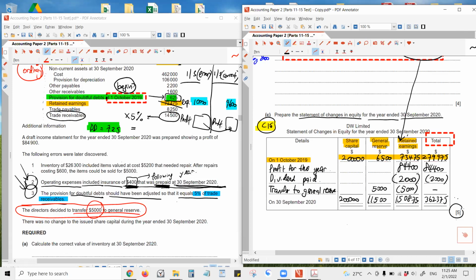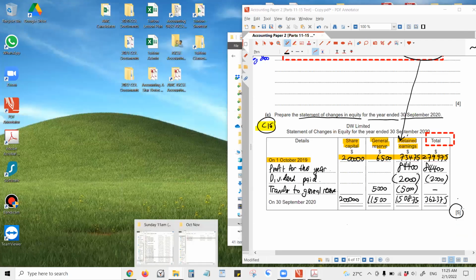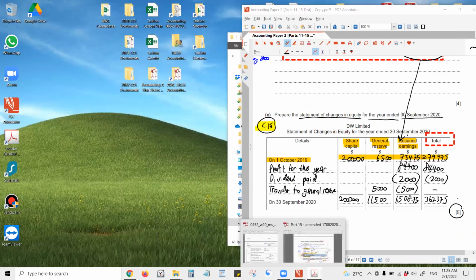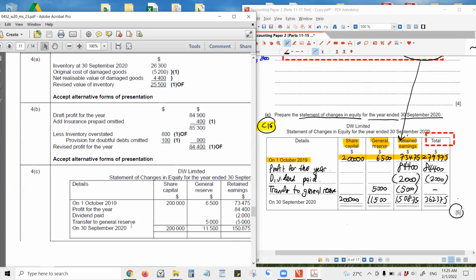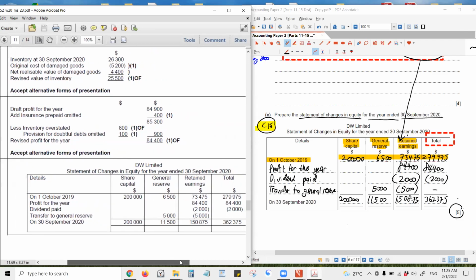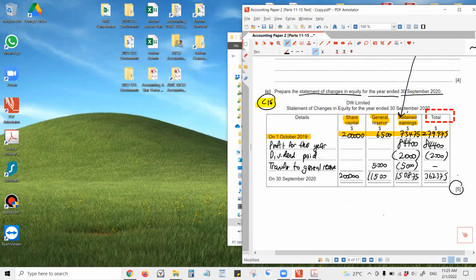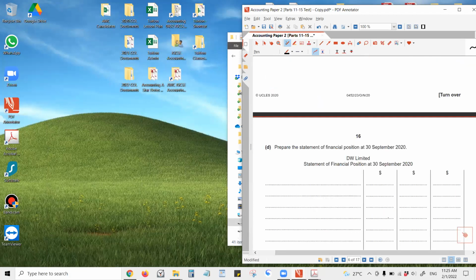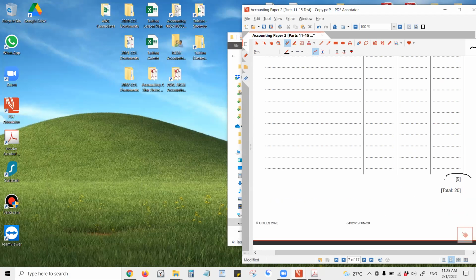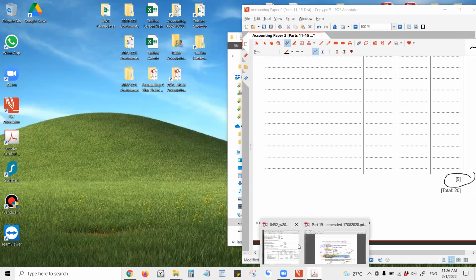Okay, let's see the mark scheme. Mark scheme here. 362,375. Okay, so entirely correct, no problem. Now we see the next part of the question. Okay, have any questions you ask. Yeah, now we see the next one. Okay, SOFP, a 9-mark question. Okay, let's do this. It's going to take us some time. Okay, it's lengthy.